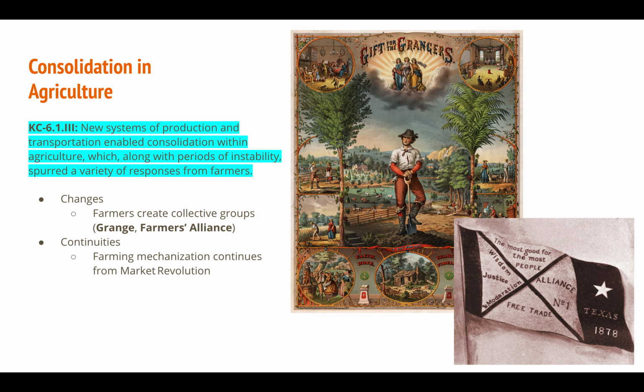For continuities, we continue to see that farming becomes more and more mechanized, leading to higher crop yields, which will lead to a falling of prices for crops, hurting farmers and helping consumers.